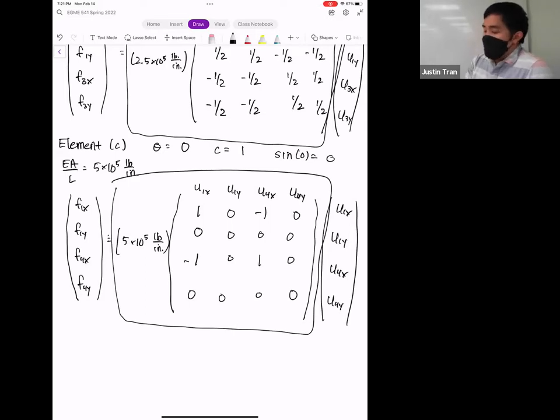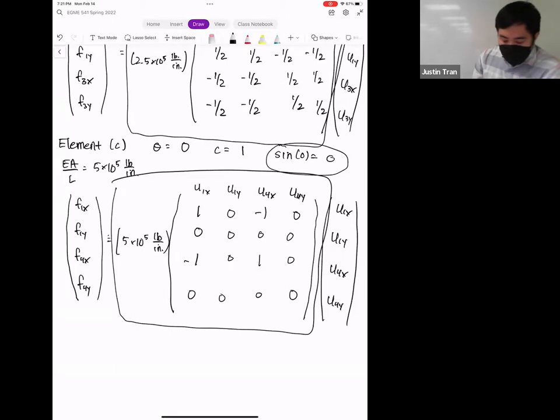And so, if you have elements whose angles are either 0 degrees or 90 degrees, the cardinal directions, it saves you a lot of time because when either one of the sine or cosine terms equals 0, that's going to cancel out a bunch of the terms in our matrix. Any questions on this?